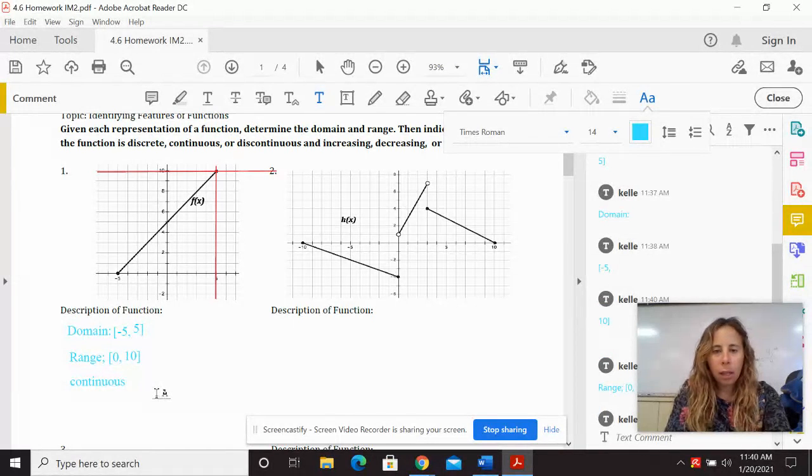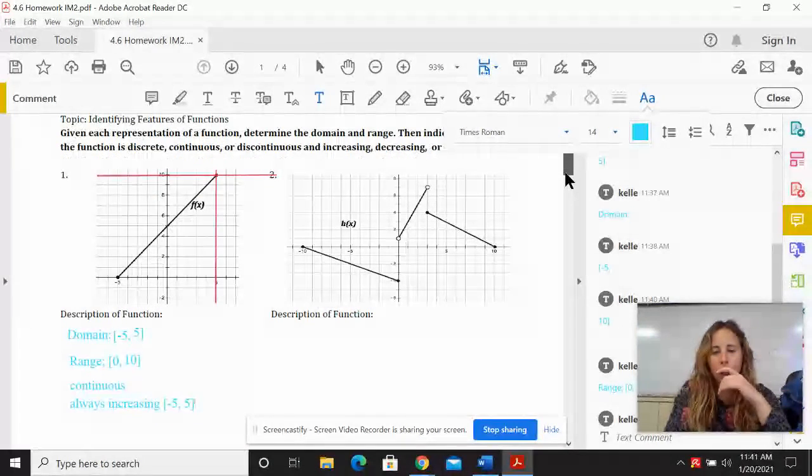And then increasing, decreasing, and constant. This one is always increasing. When you're talking about intervals of increasing, decreasing, you're talking about the x values. So it's increasing from x = -5 to 5. That's where our graph ends. There are no arrows on it. So it's increasing the whole domain from -5 to 5.